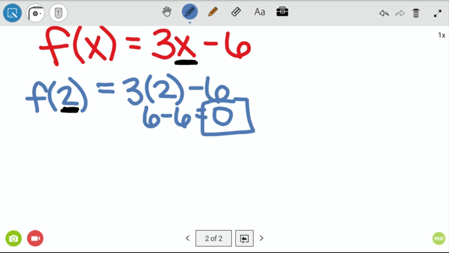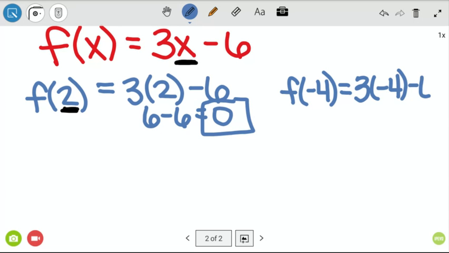All right, and then we can do f of negative 4. And we do the same thing. 3 times negative 4 minus 6. And we get negative 12 minus 6, which is negative 18.